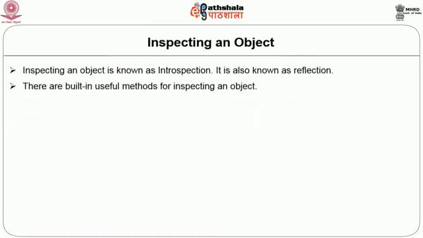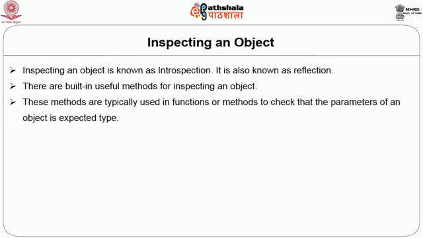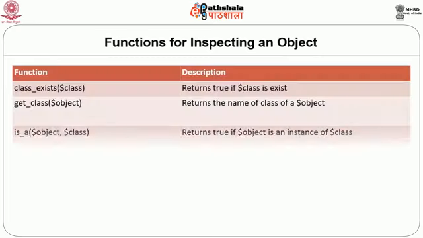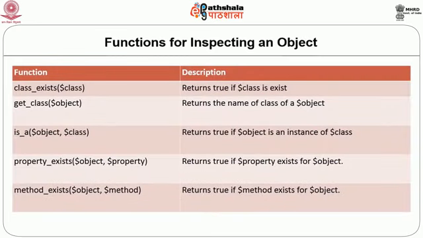Next point is inspecting an object. Inspecting an object is known as introspection or reflection. There are many built-in methods available to test it. You can find all the methods in the PHP manual on the site php.net. These methods are typically used to check whether a method or an object parameter is of the expected type or not, and they are helpful to make sure that the property or method exists before you call it. The table shows some of these functions and methods.